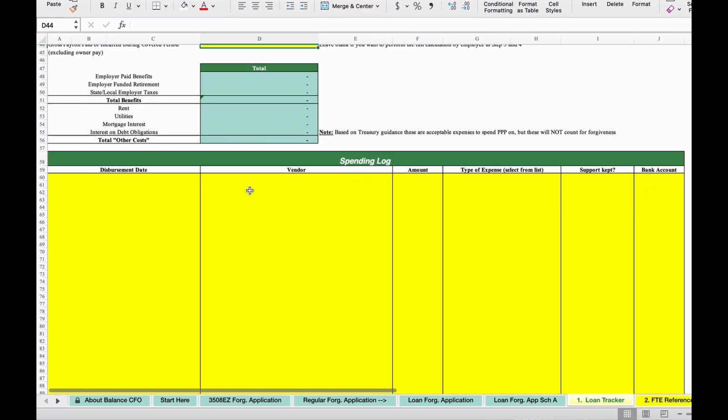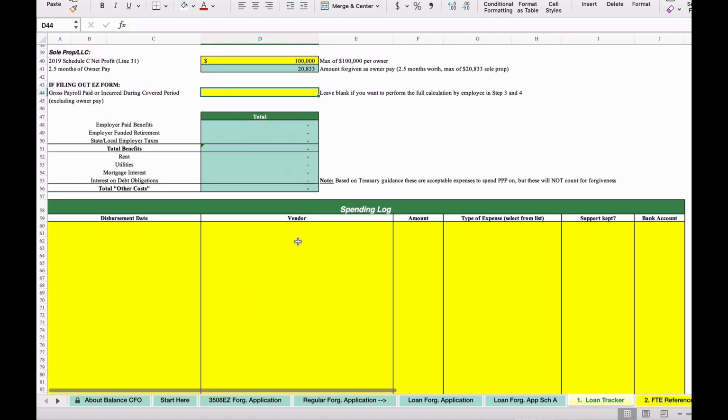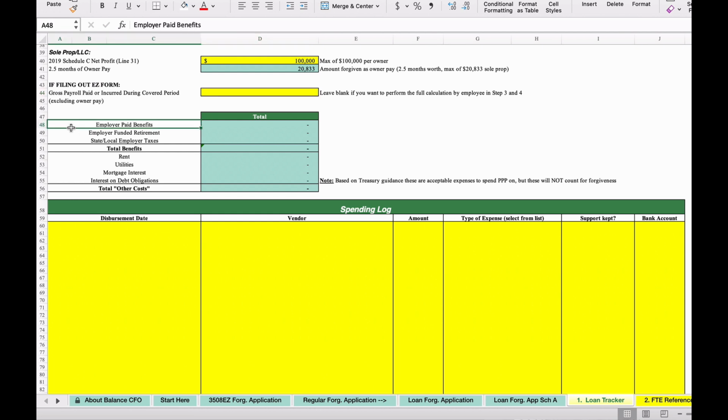Then down here, you're going to go down to your spending log. And your spending log is basically going to be just that. This is going to be for other things. So what goes on your spending log? Well, this is going to be your employer paid payroll benefits. So employer paid benefits, employer funded retirement, state and local employer taxes. Okay. So this is only if you have employees, or even if you yourself are an employee of your company. If you're a corporation, you're an employee of your company, then you would use this, right? But if you're a sole proprietor LLC, unfortunately, you can't have any employer funded retirement, things like that, because those are not Schedule C deductions.